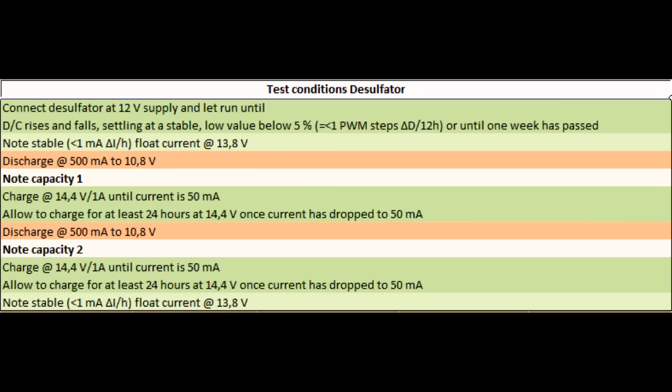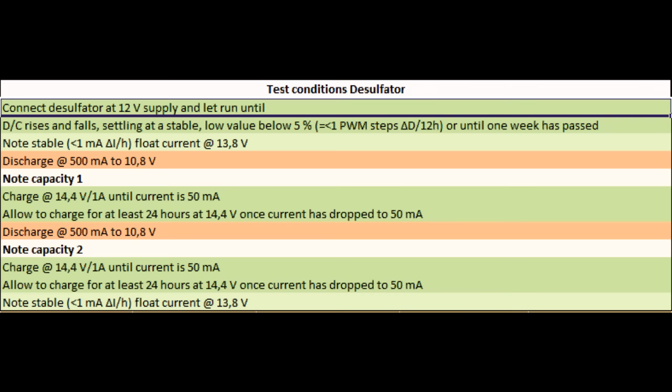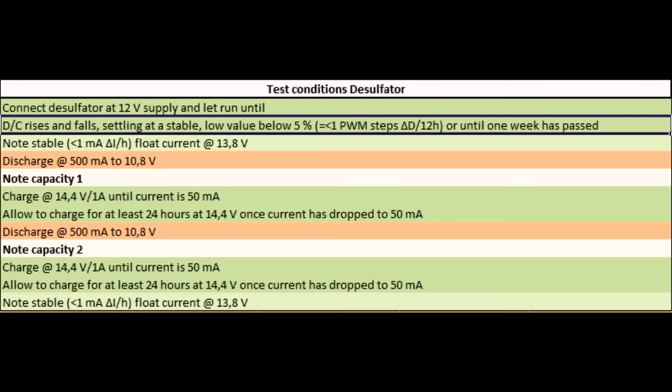So as far as the desulfating device is concerned, it is to be connected to a 12 volt supply, and it is to run until the duty cycle first rises and then falls, indicating that the battery has been dead, then started to accept current and has reached a more and more fully charged state. And it is to settle at a value below 5% duty cycle, with a maximum of 1 PWM step of difference in the duty cycle over a 12-hour period. And it is to sit connected for 1 week if no change is observed.